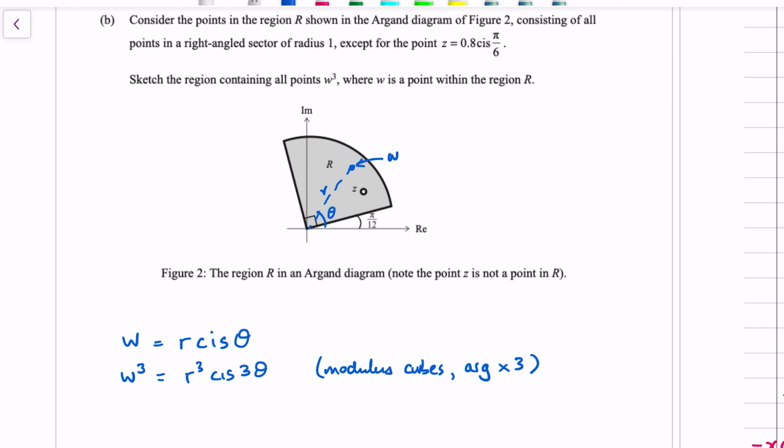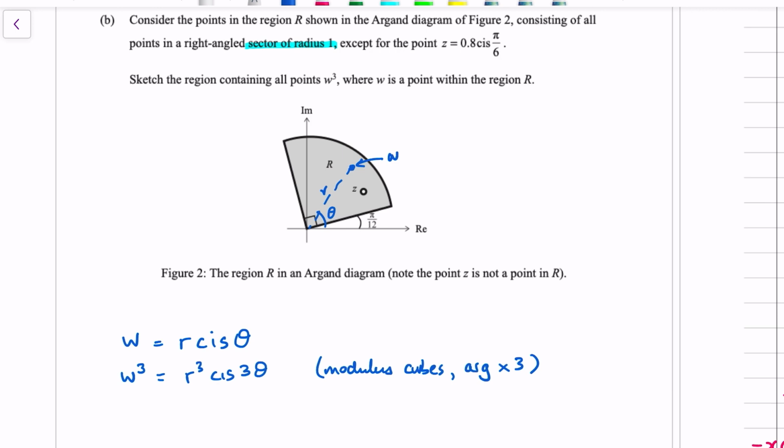Now, we're inside a sector of radius 1. So what does that mean in terms of the r value? R is going to be less than 1, because it said a right-angled sector. Does that mean the boundary? Probably not. If we're within a distance of 1 from the origin, when we cube that value we get closer to the origin, because when you take a number that's less than 1 and cube it, you get a smaller number.